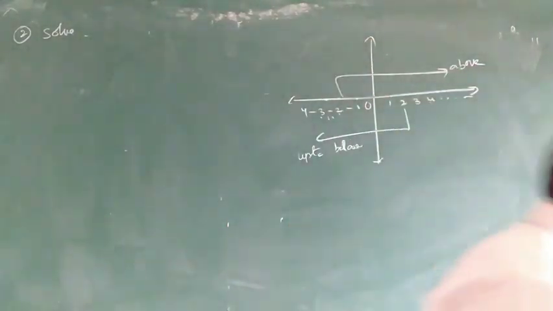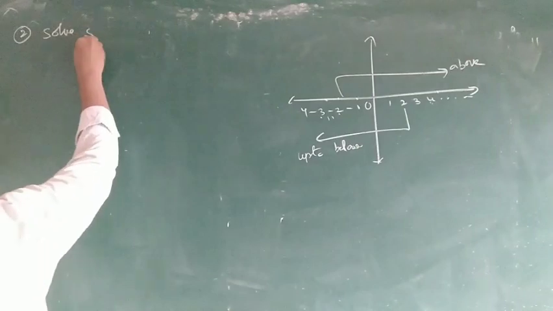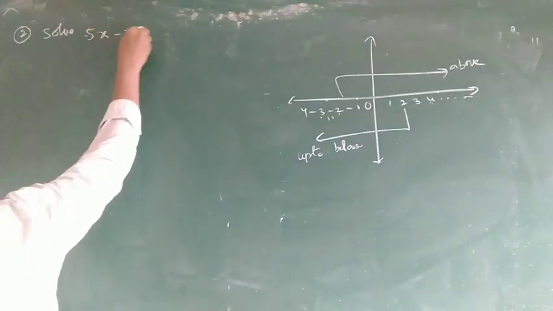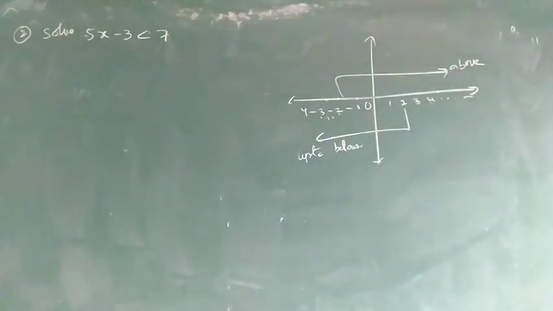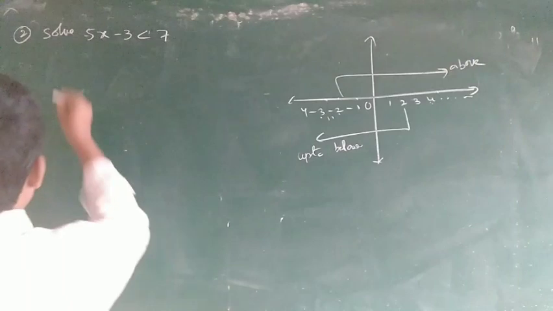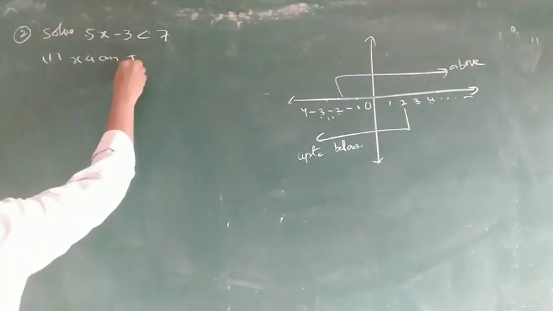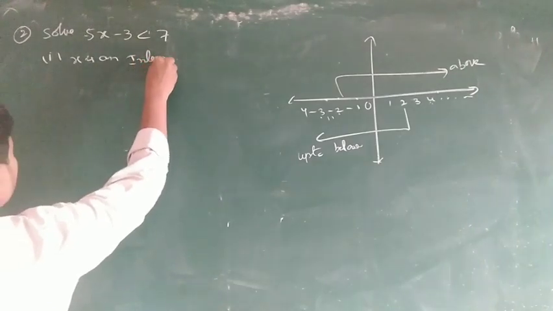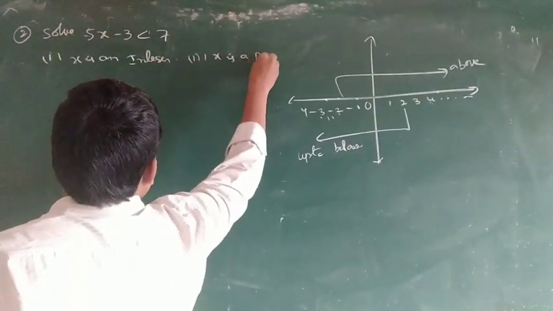Next, solve 5x minus 3 less than 7, when x is an integer and when x is a real number. The first bit is where x is an integer. The second bit is where x is a real number.